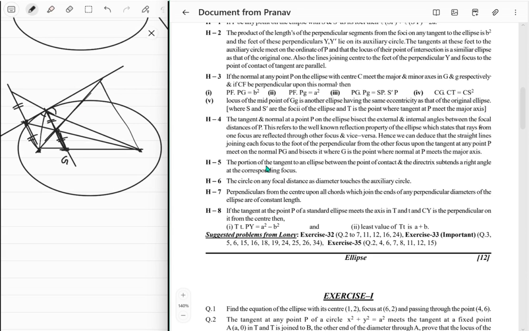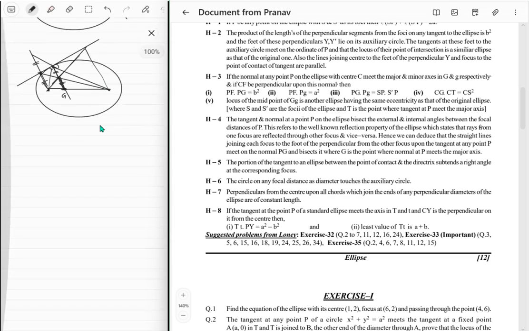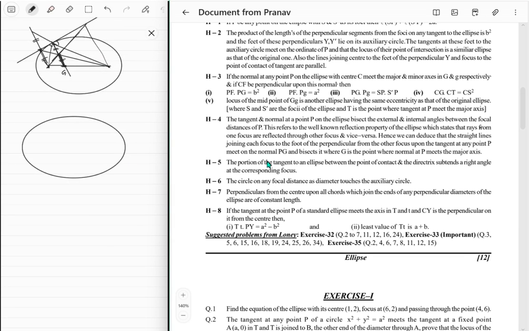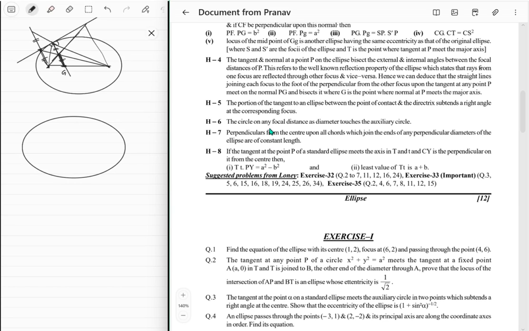I don't know. Next, the portion of tangent to an ellipse between the point of contact and the directrix. Oh yeah, this thing. We did this. Okay. The circle on any focal distance as diameter that touches the auxiliary circle. Focal distance, right? Not this whole thing, not a focal chord, just the focal distance. And that as a diameter touches the auxiliary circle. Why should that be the case?